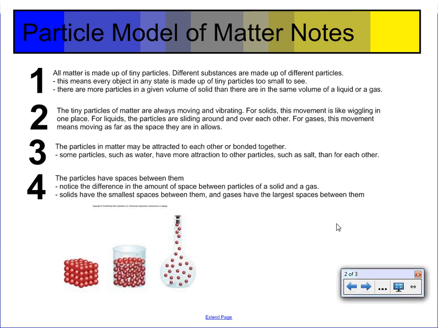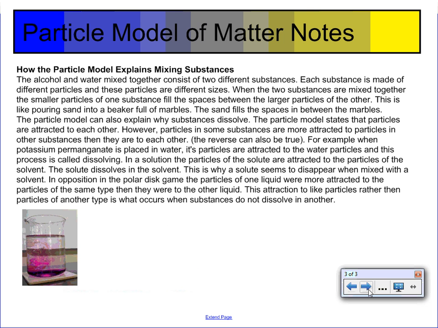3. The particles in the matter may be attracted to each other or bonded together. So some particles, such as water, have more attraction to other particles, such as salt, than for each other. And 4. The particles have spaces between them. So notice the difference in the amount of space between the particles of a solid and a gas. Solids have the smallest spaces between them, and gases have the largest spaces between them.